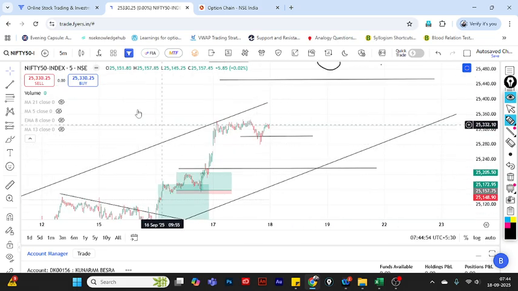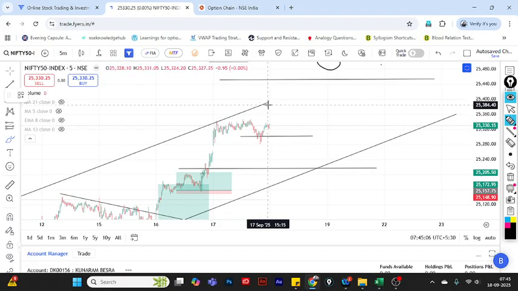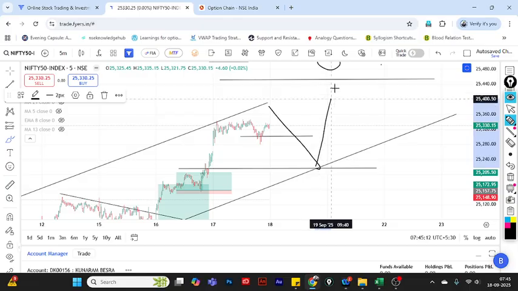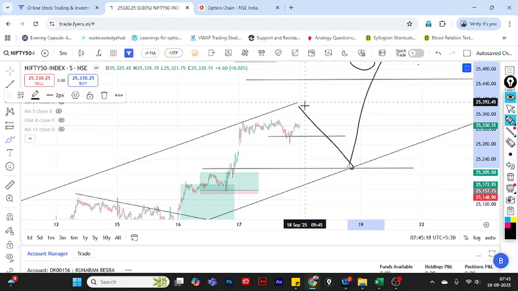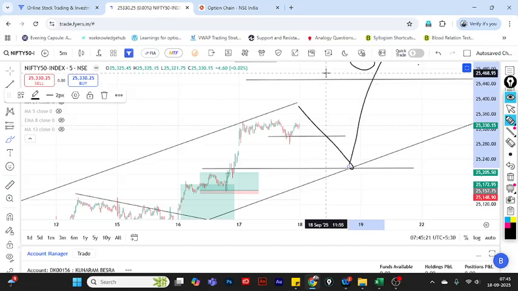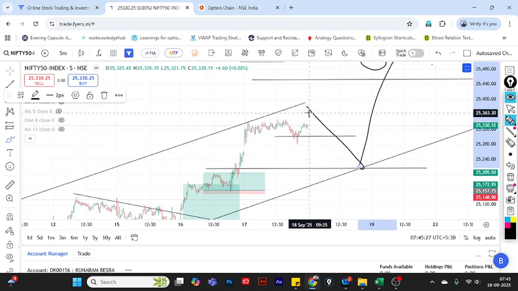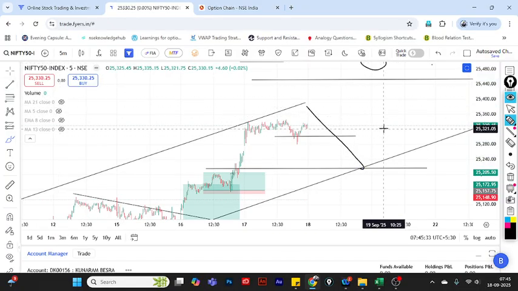In today's market, let me quickly draw. If the market opens with a gap up, it will again come back to this level. Anyhow the market will come to 25,200, and from here it will go upside. The market never opens up and starts a rally towards the upside. The market never behaves like this. The market always creates a channel and always moves inside the channel only. Got it?